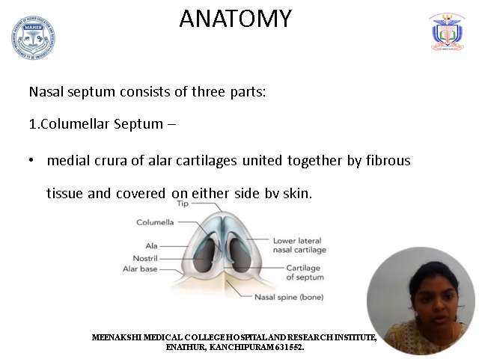So coming to the anatomy, the nasal septum consists of three parts. First part is columellar septum. So columellar septum is formed by medial crura of alar cartilages united together by fibrous tissue, and it is covered on either side by the skin.